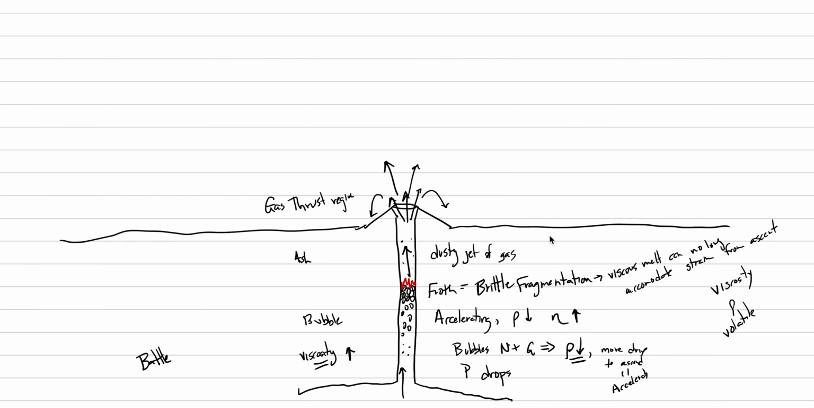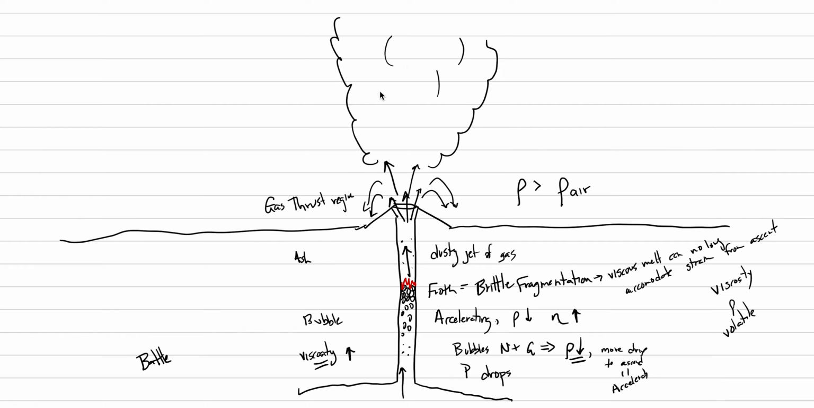But importantly, within the gas thrust region, the density of the material is greater than the density of air. And if the density of the material being shot out of the volcano is greater than the density of air, well, it should all rain down to the ground. And that can't explain why we get this column that rises up into the atmosphere. So let's go ahead and add something like this. And this is a convective region.